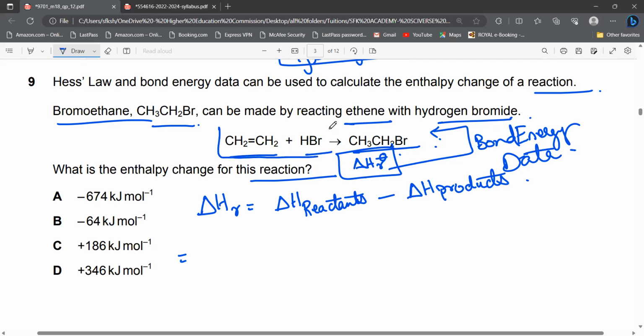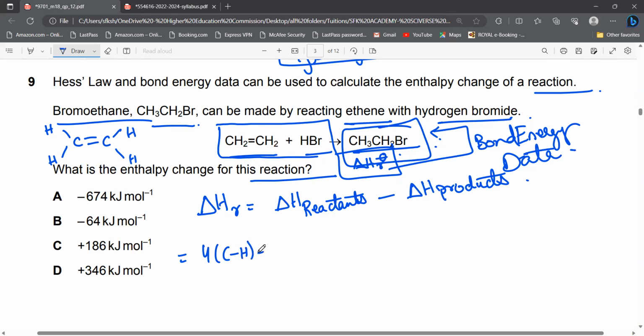All you need to do is count all the different bonds present on the reactant side and put all of their energies together, then do the same for the product side, and then simply subtract them. Let's look at the reactant side bonds. We have the ethene molecule. Ethene has one carbon hydrogen bond, another carbon hydrogen bond, a carbon carbon double bond, then another carbon hydrogen bond, and a carbon hydrogen bond. So in total, there are four carbon hydrogen single bonds and one carbon carbon double bond, correct?